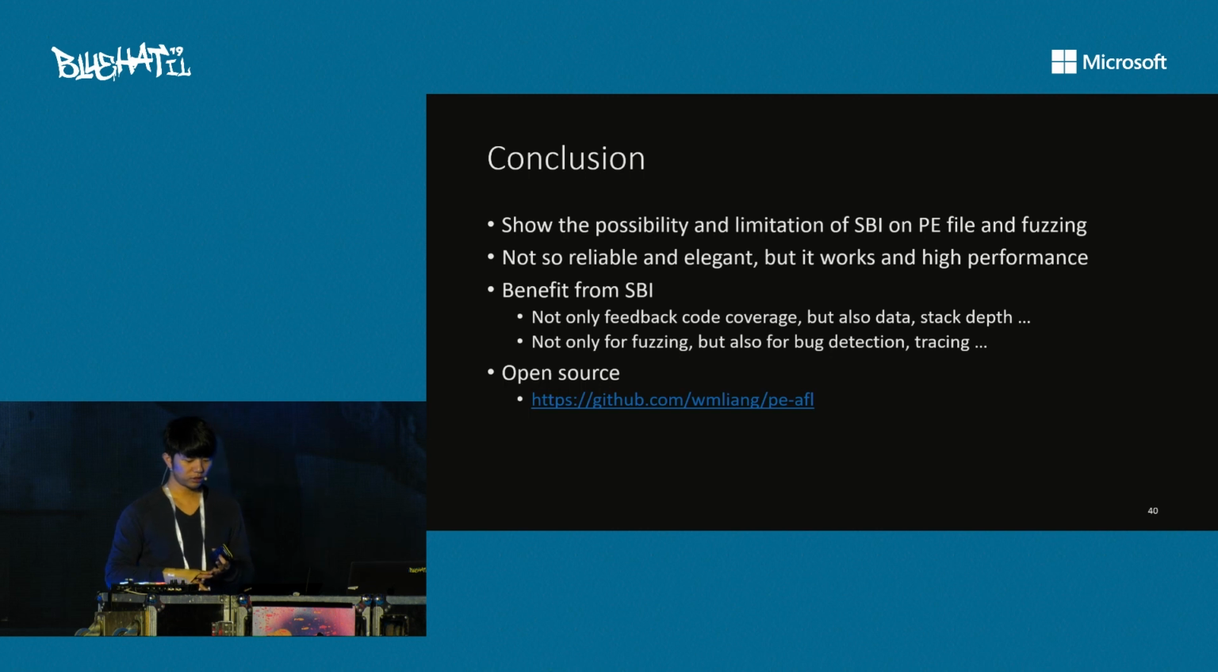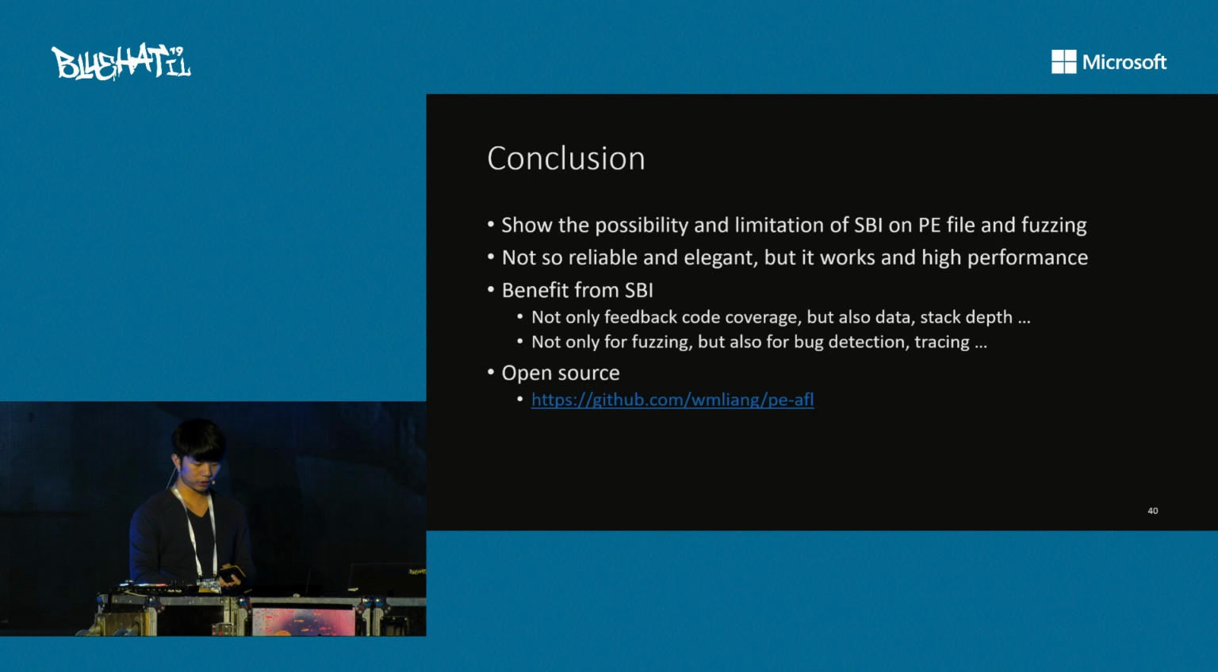And here is the conclusion. We show the possibility and limitation of static binary instrumentation on the PE format and fuzzing: what it can instrument and what it cannot. The challenge is mainly from the mix of data and code in the executable section. If you don't have the public symbols, that would be a problem. Honestly, if you are looking for a reliable or elegant solution, I think static binary instrumentation is not your choice. But it works with high performance.